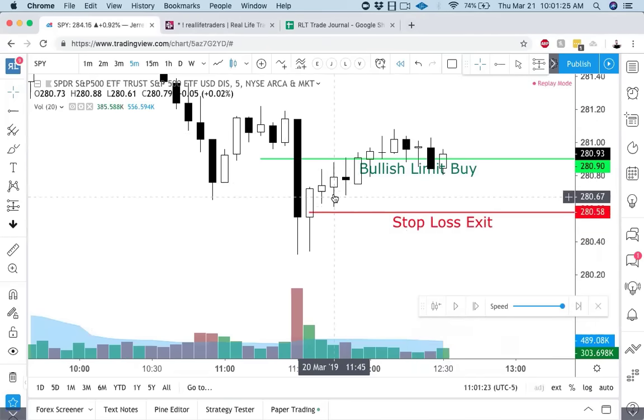So when this candle comes in, what more do you possibly want? Look at all that volume. You now get all of the bullish volume.